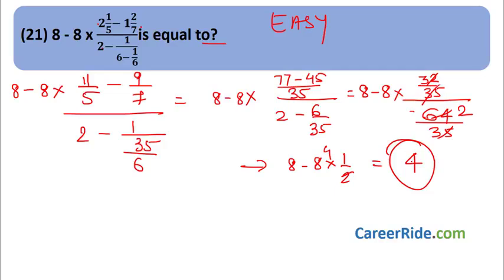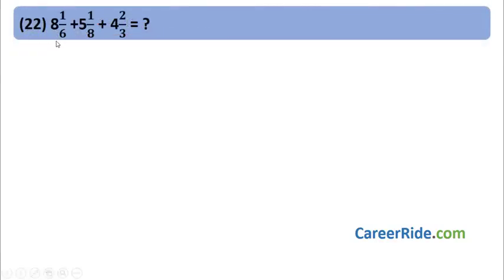Moving to question number 22. 8 1 by 6 plus 5 1 by 8 plus 4 2 by 3 equal to. Now let us see a very simple tip to solve such kind of sums. You can convert it into normal fractions and also solve it, but let us see another way.